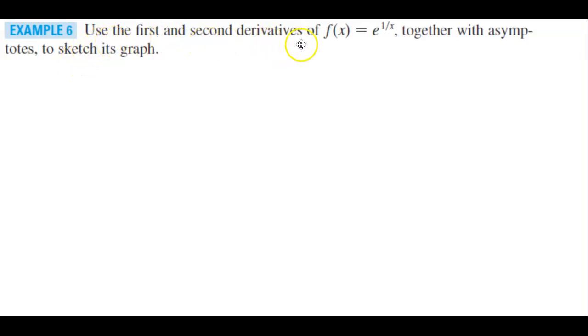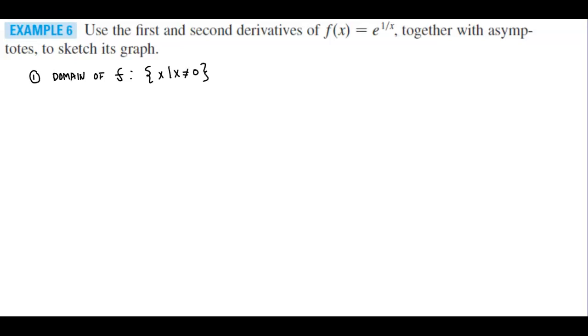Use the first and second derivatives of f of x, which is equal to e to the power of 1 over x, together with asymptotes to sketch its graph. So, first thing we want to do is take a look at the domain. The domain of f we can see here is that x is all real numbers except x cannot equal 0.